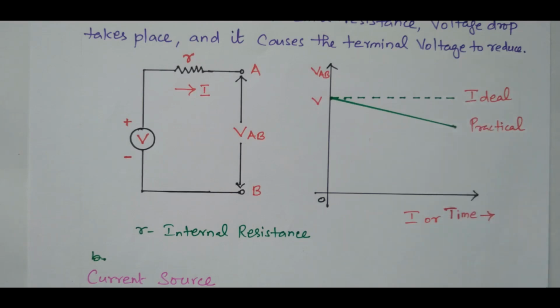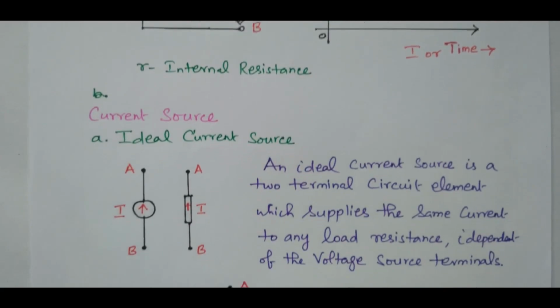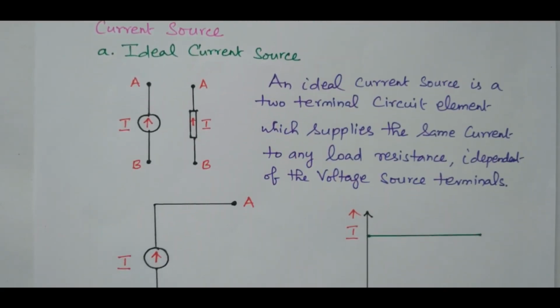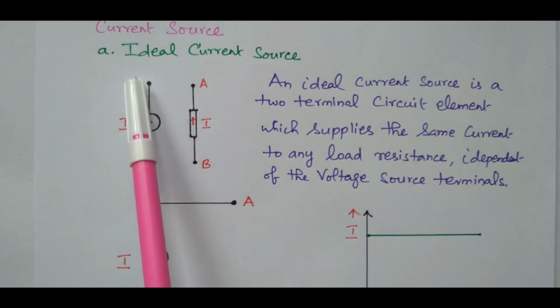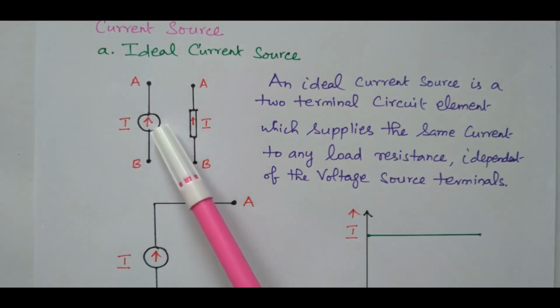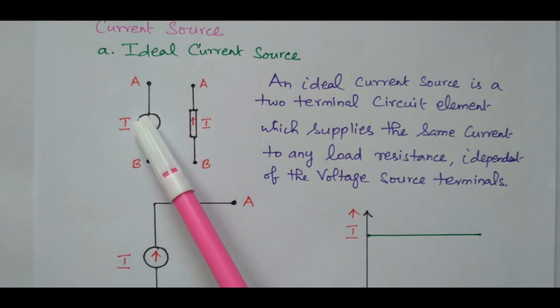Now we'll go to the current source. So this is a representation. Either in a circular or in a rectangular box, we can represent the current source. This direction indicates current is flowing from B to A. If it is down, it means the current is flowing from A to B. This indicates the current direction. Current direction is indicated by this arrow. We can represent it in either circle or rectangular form.